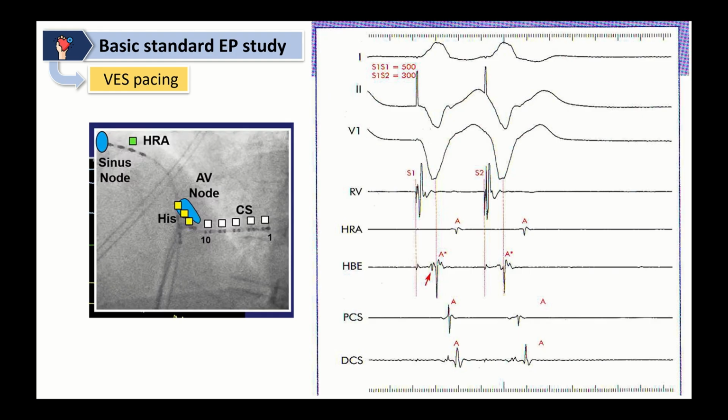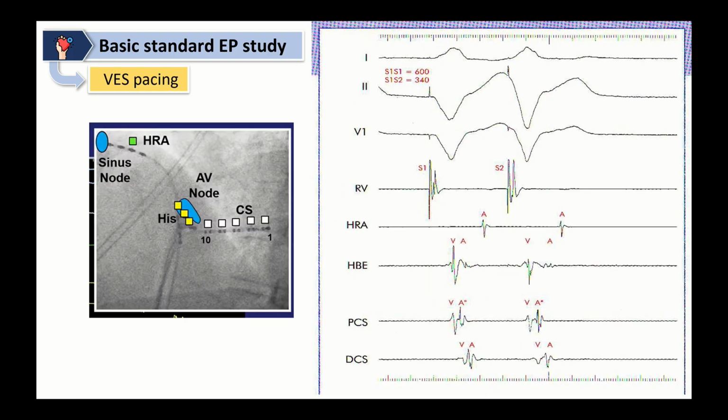In this example, after S2, the earliest retrograde atrial activation is at His. So it's an anteroseptal accessory pathway versus nodal conduction. How can we differentiate between these? We will know later. Last example, we give S2 and we can appreciate the earliest retrograde A at CS 9-10. So it's a concentric atrial activation sequence: posteroseptal accessory pathway versus concentric nodal conduction.